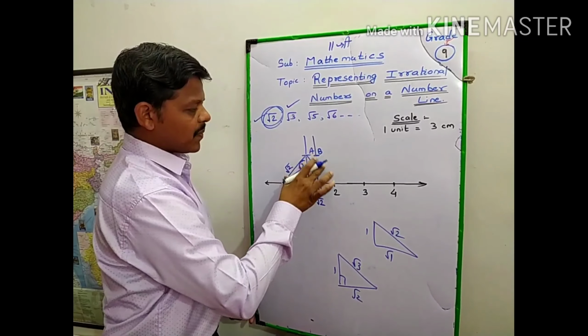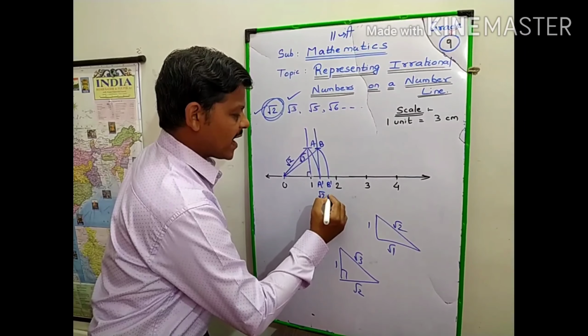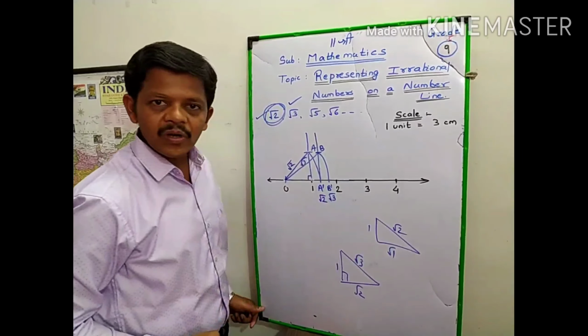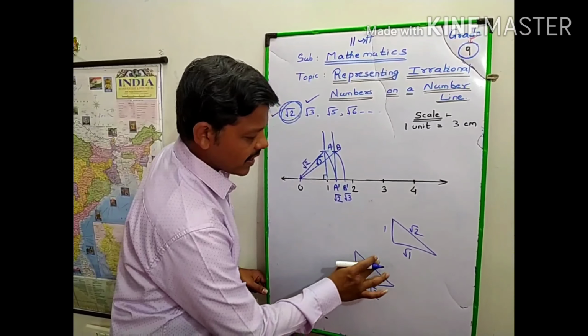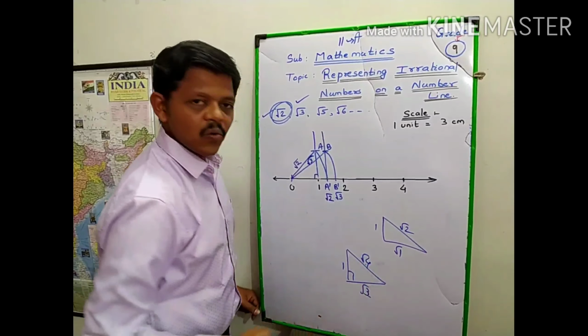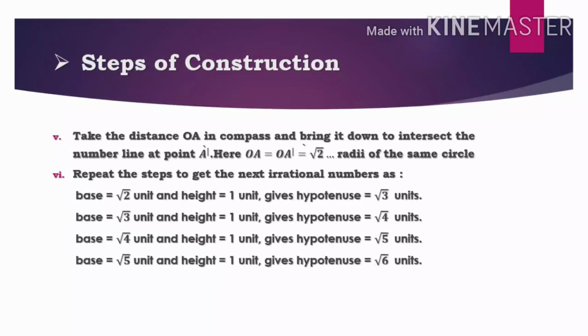Take this in the compass, bring it down. This point comes as B dash, which is going to be root 3. Again, root 3 as the base, 1 as the height, gives me root 4 as the hypotenuse. This is root 3 as the base. Let me draw a perpendicular line.